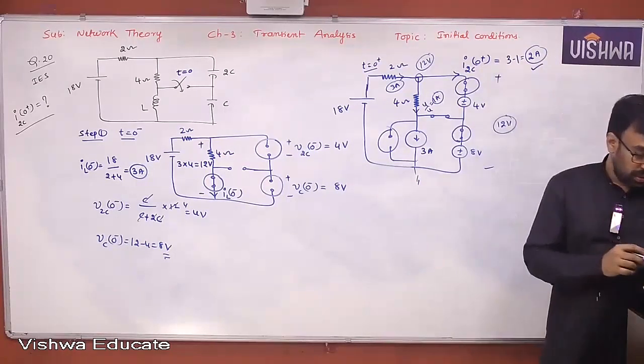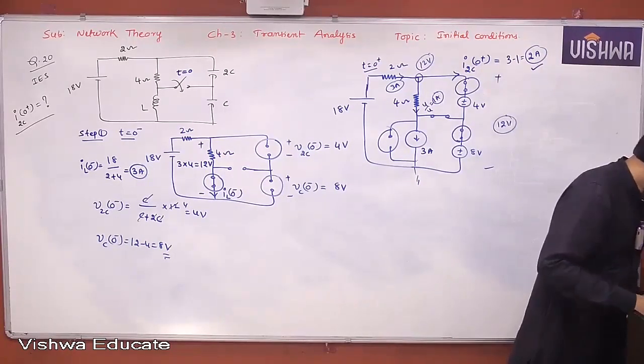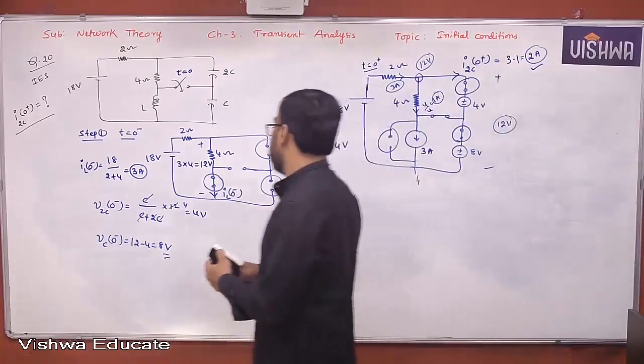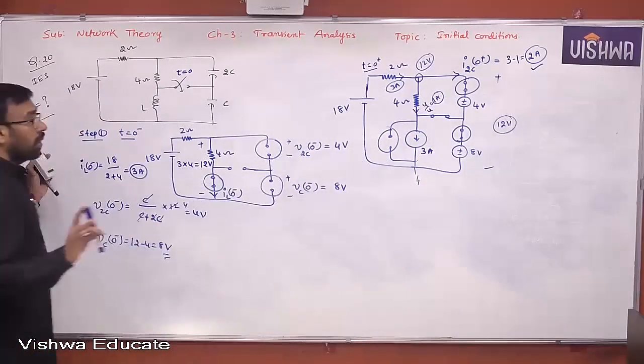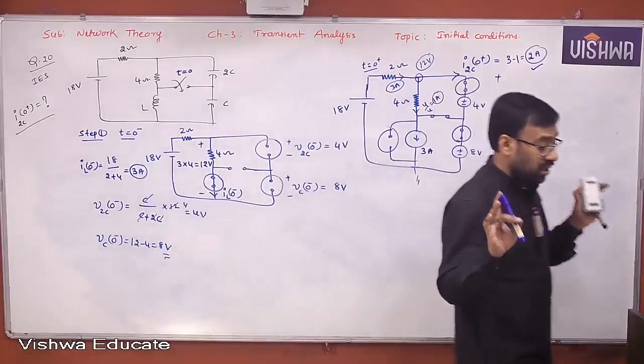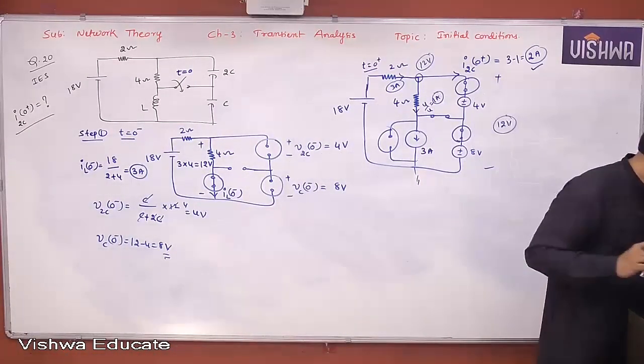Understand all of you, okay? There are 4 options given. Option C is correct. I think all of you understand this. Okay, you need to be very, very perfect in solving the networks. I'm telling you again and again.